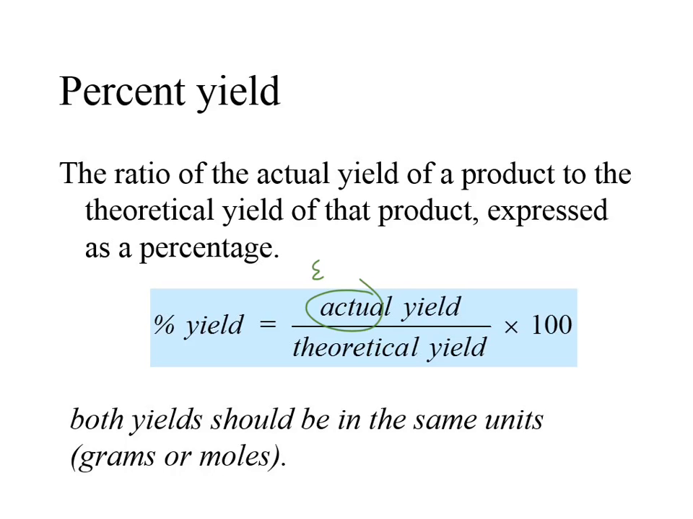Actual is experimental. What you actually got. And this theoretical yield, actually that comes from stoichiometric calculations. And we already said there's a whole bunch of reasons why, not just gross errors, your experimental yield or your actual yield is going to be less than your theoretical yield. Notice that it could be grams that you got versus grams you thought you should get. Okay, it could also be moles that you got divided by moles of a product that you thought you should get.